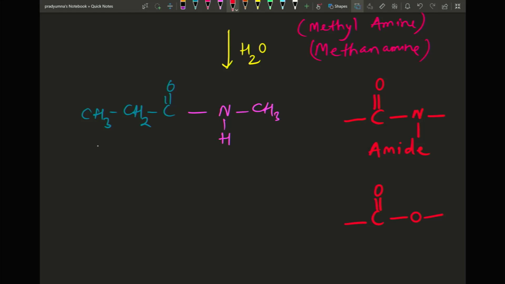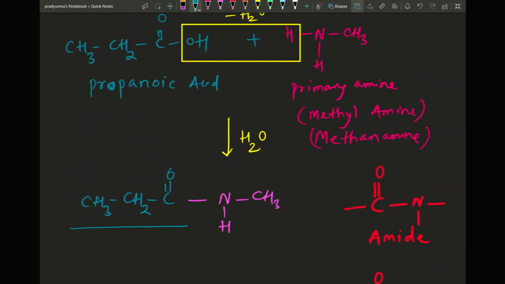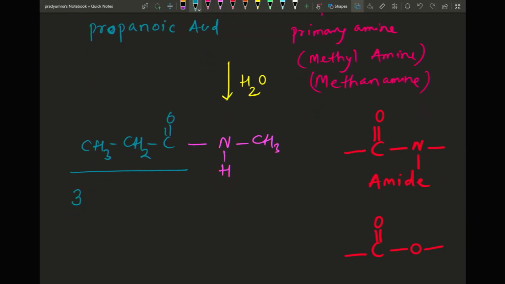So let's try to name this one. First thing is look at the portion that is coming from carboxylic acid, which in this case is the blue portion. So how many carbon atoms is that? Three carbon atoms. Three carbon atoms is propane. Then the E is replaced by amide, propanamide. Okay, so this is going to be our parent name.